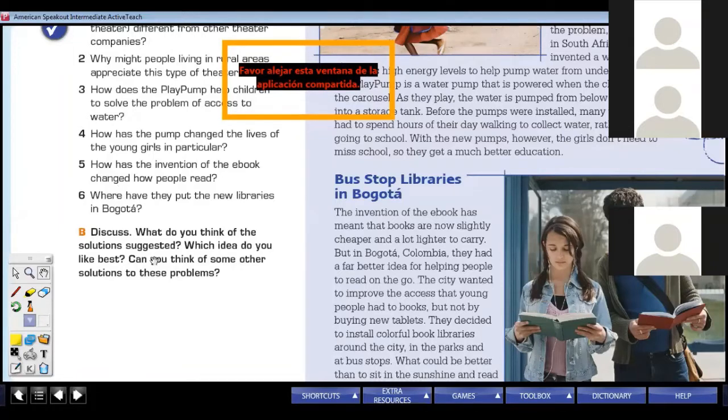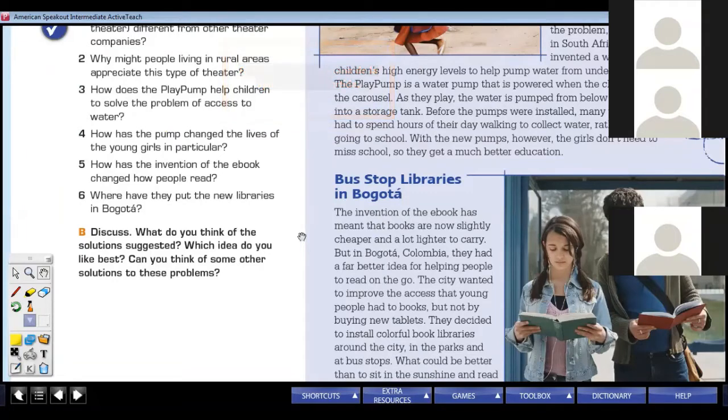And the last one, where have they put the new libraries? Mister, I want to answer it. All right, go ahead, Miss Maria. They put the new libraries around the city, in the parks, and at bus stops. And in bus stops. Very good, miss.